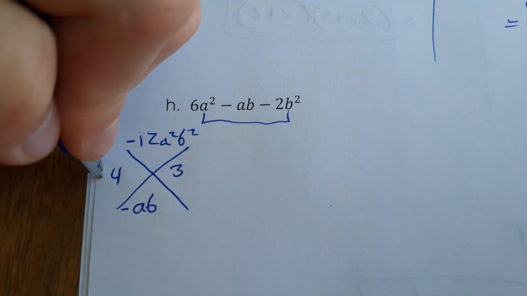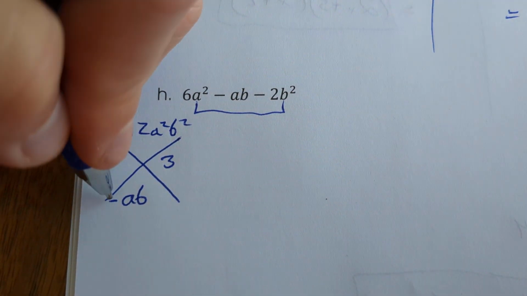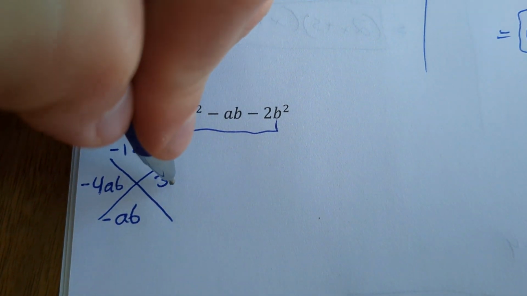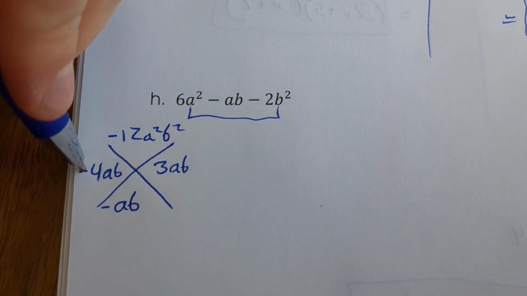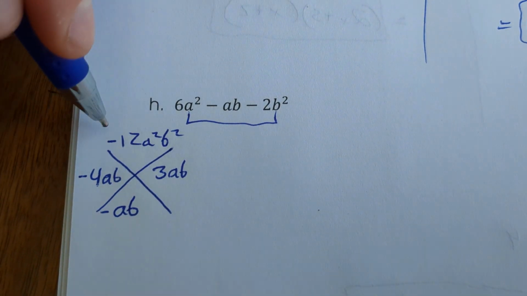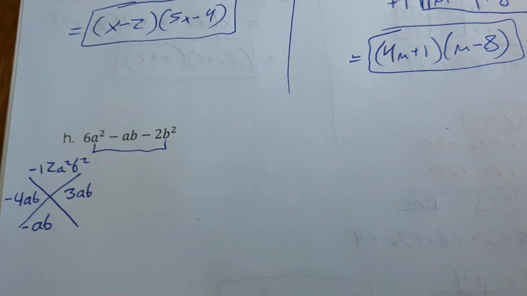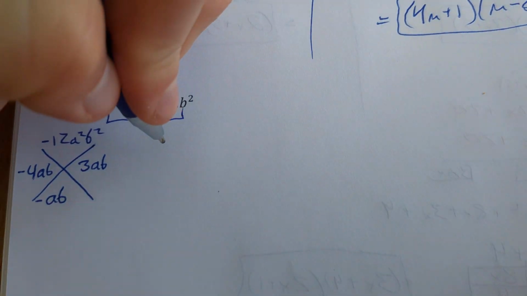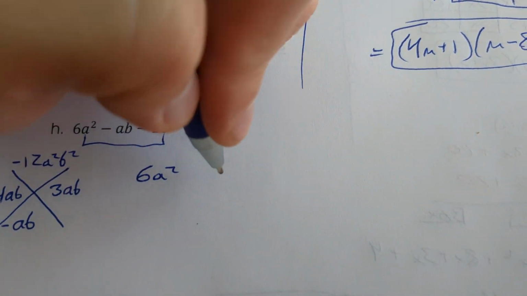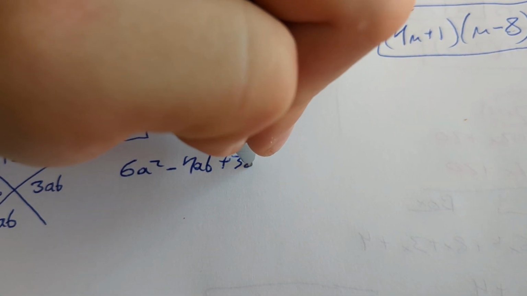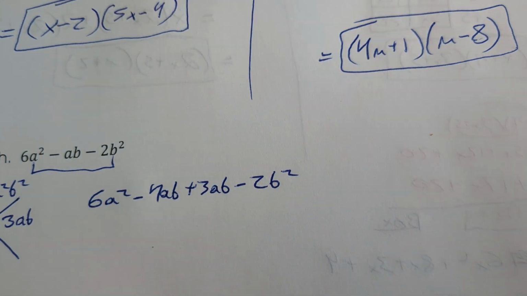And the 4 is going to have to be negative because when they're being added, it's a negative number. And then these are both going to have an a and a b. Right, negative 4ab times 3ab would be negative 12a squared b squared. And then they add to get this. Okay, so we rewrite this: 6a squared minus 4ab plus 3ab minus 2b squared.